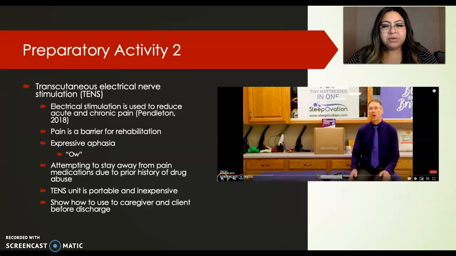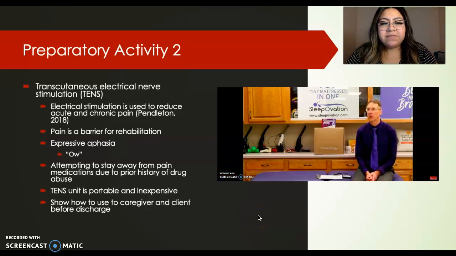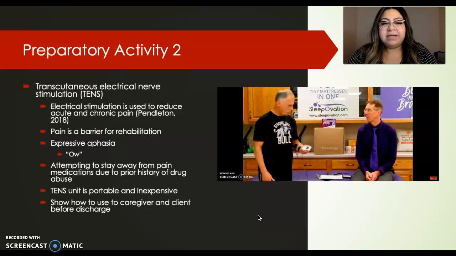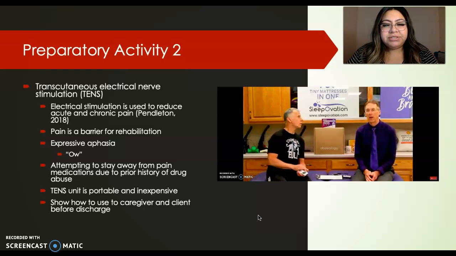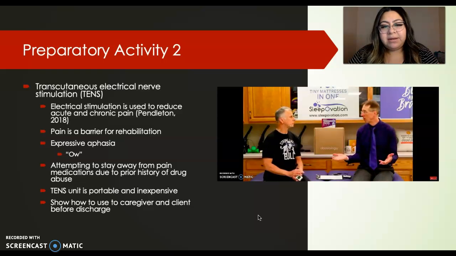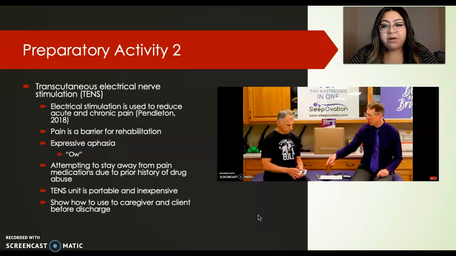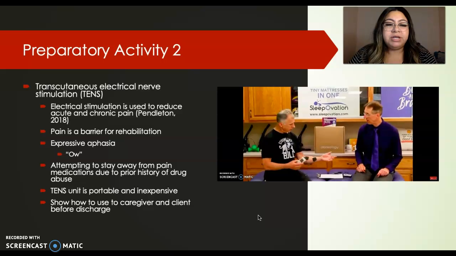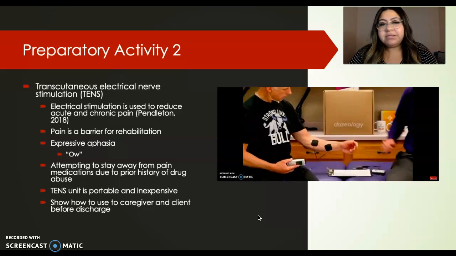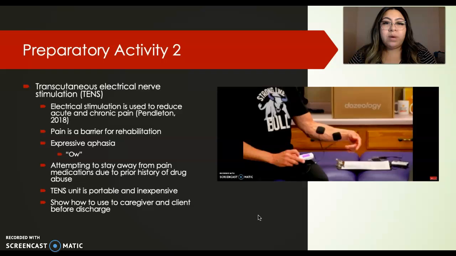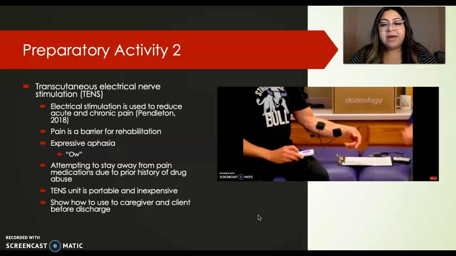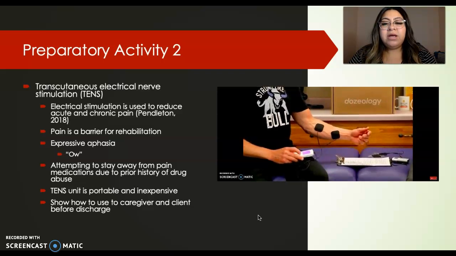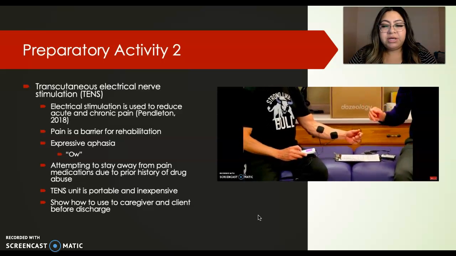The second preparatory activity that we will be doing with Ben is transcutaneous electrical nerve stimulation, also known as TENS. Electrical stimulation is used to reduce acute and chronic pain, and pain is a very big barrier, especially for Ben, for his rehabilitation. He does have expressive aphasia, so he's not able to tell us exactly what hurts or how much pain he's having. Instead, he's saying ow. So when you verbally hear that, you will want to stop any TENS stimulation that you might be doing.